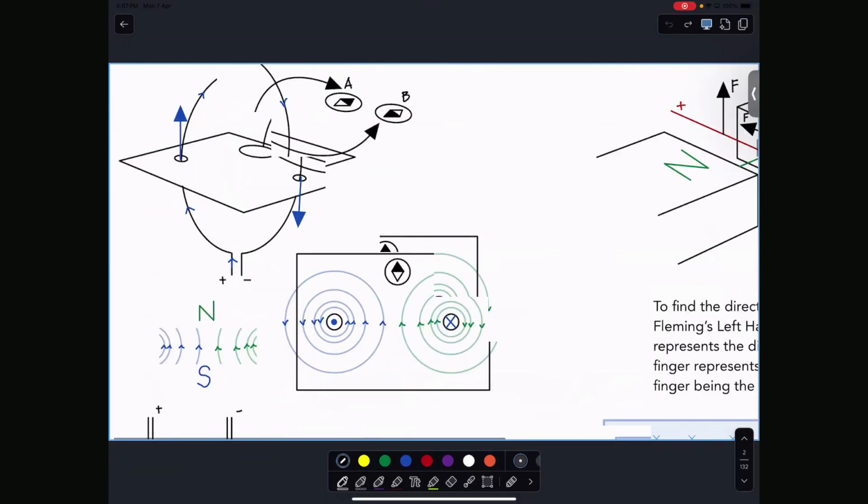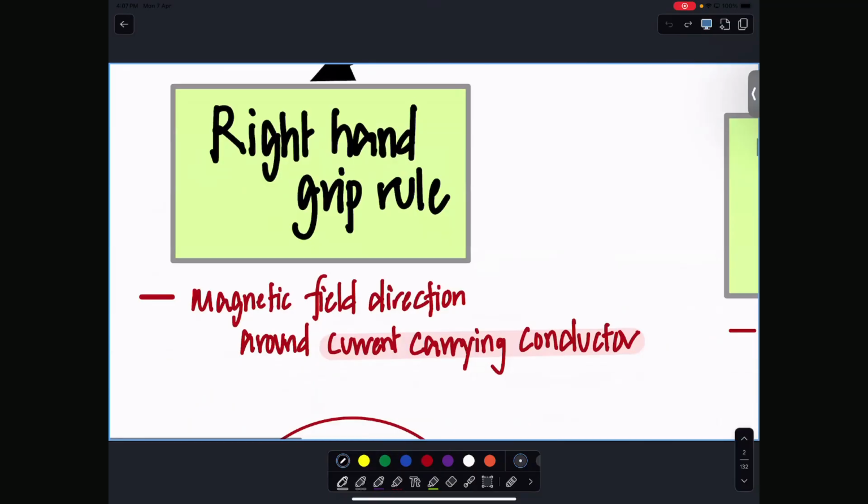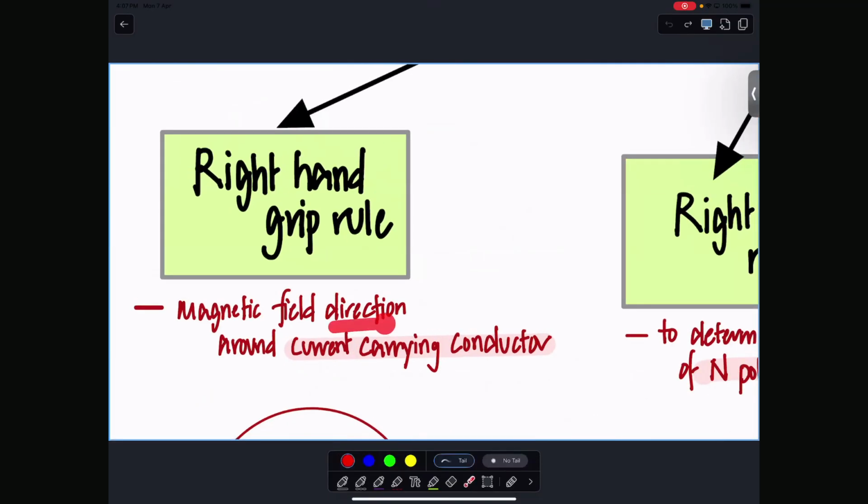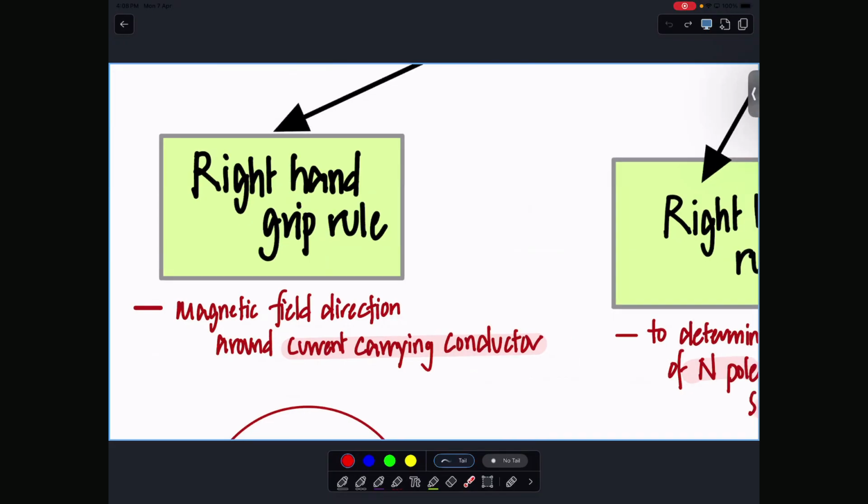So first of all, the right hand grip rule, what is it used for? It's to find the direction of what? Magnetic field around a current carrying conductor. Do you guys remember this one? The right hand grip rule, where your thumb is what? The direction of the current, and the fingers pointing in the direction of the magnetic field, right? And this is supposed to be a circular field.